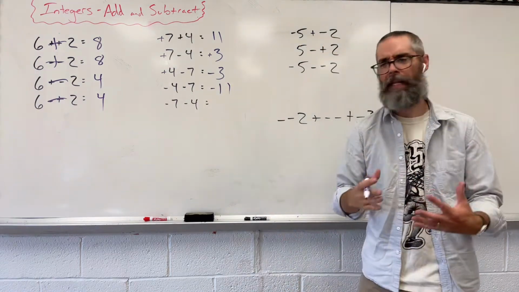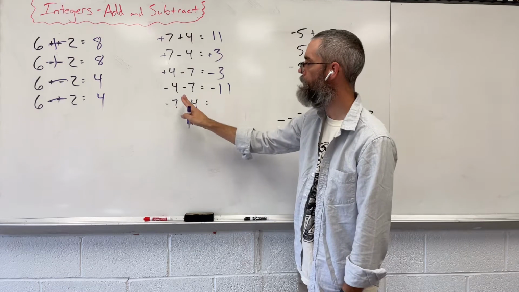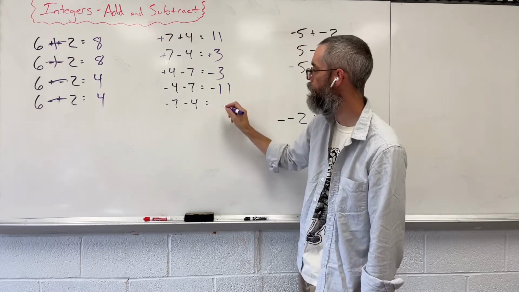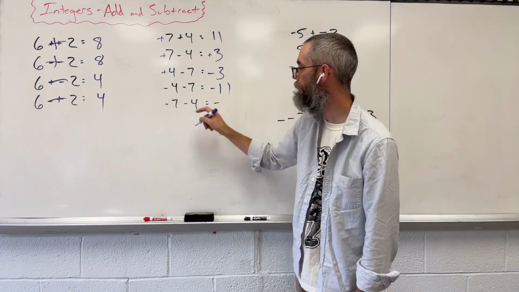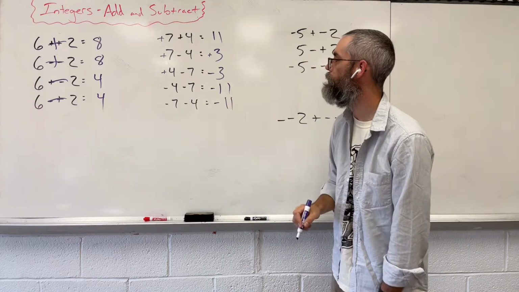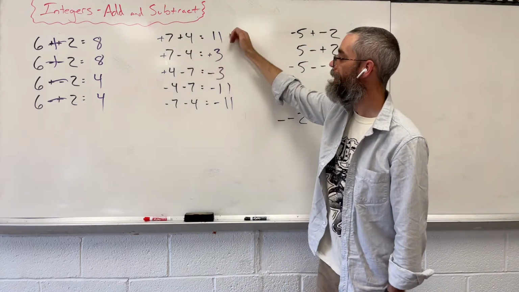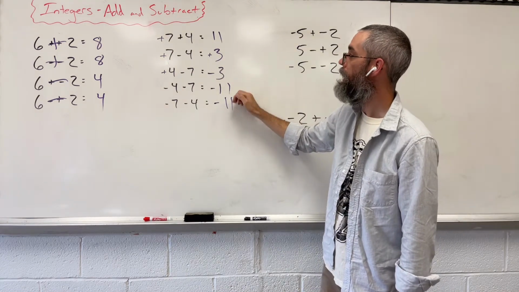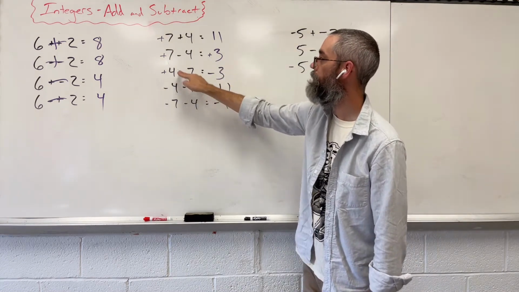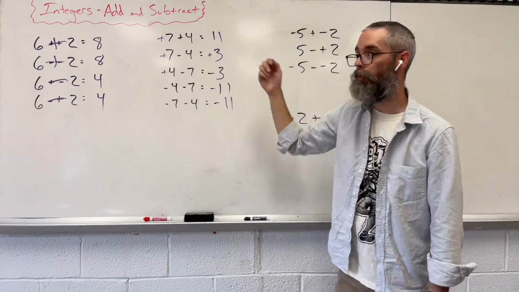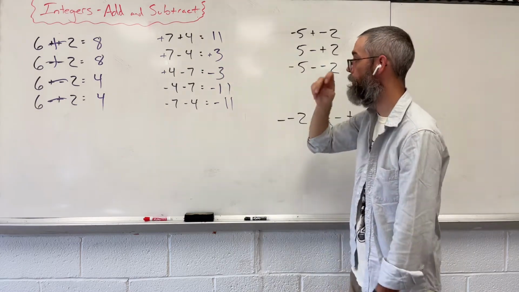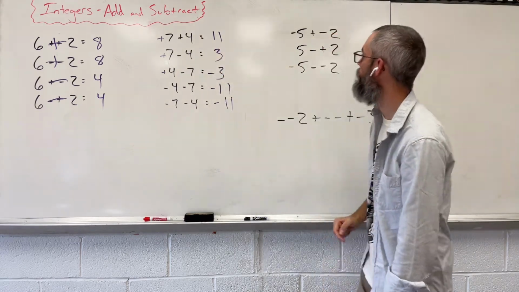It's like we're adding in the negative world. And whether it says 4 then 7 or 7 then 4, as long as they're both negative, my answer is negative, and I just add those two numbers. So, same signs, add them, keep the sign. If they're different signs, positive, negative, subtract, keep the sign of the larger number. And again, you don't need that plus sign.